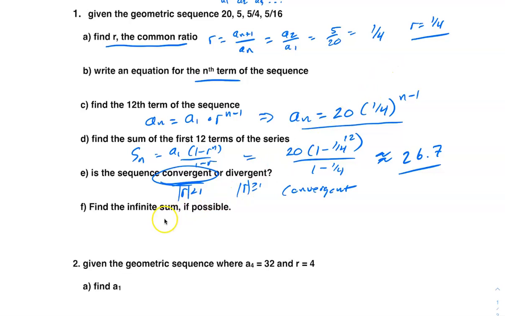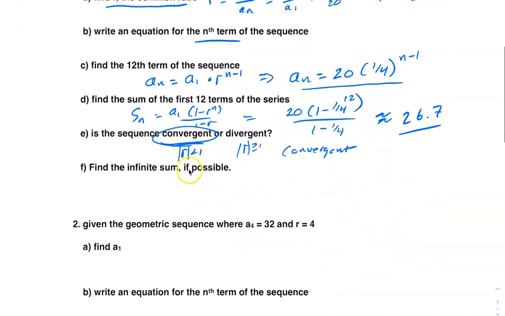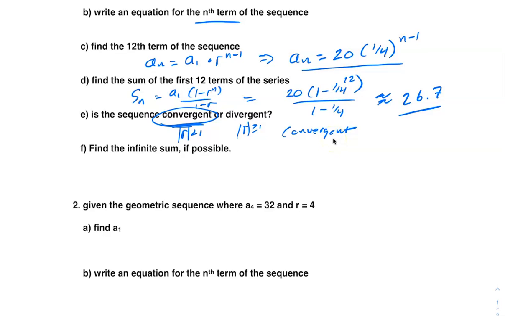Find the infinite sum if possible. So remember, infinite sum is a different formula. It is the one right here. And it only works when it's convergent, when r is less than 1. And since we are convergent, we could do it. So infinite sum is a1 over 1 minus r. a1 is 20 over 1 minus 1/4.